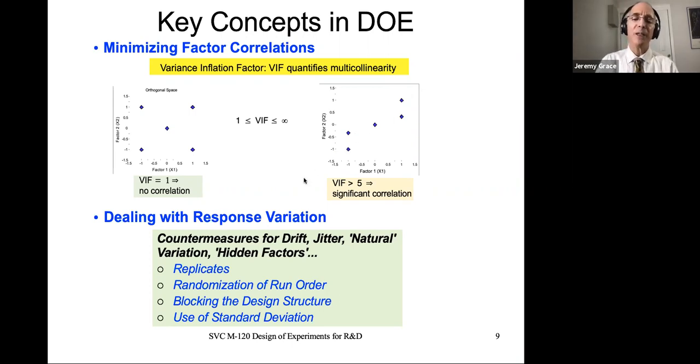And above 5, it's considered a significant correlation. So you're just setting yourself up for more difficulty, and you better have extremely low noise levels if you're going to get into a situation like the one on the right.